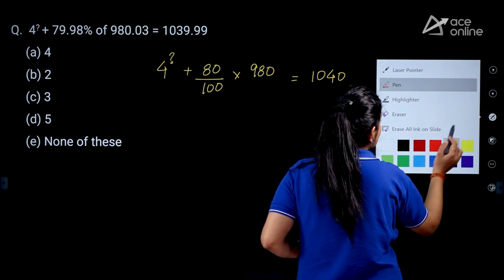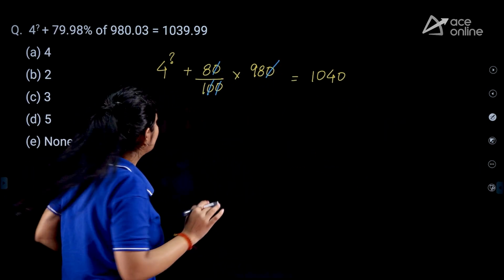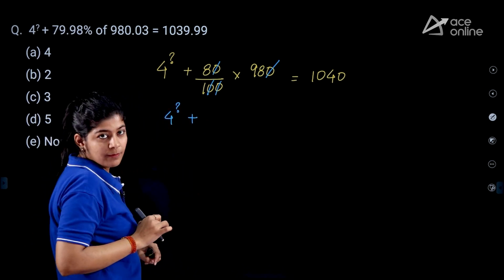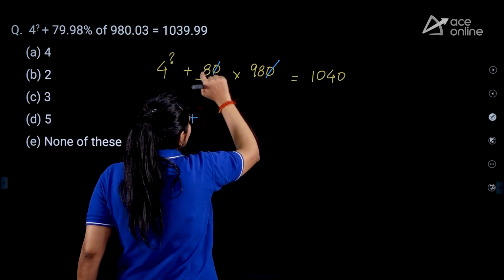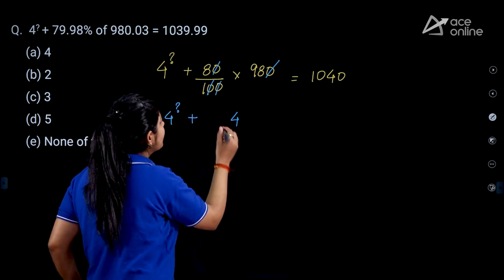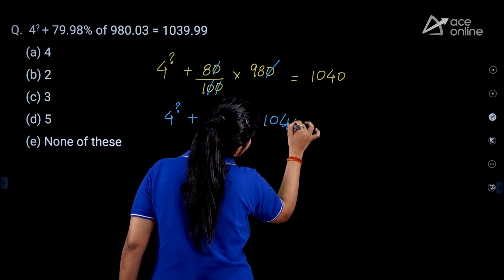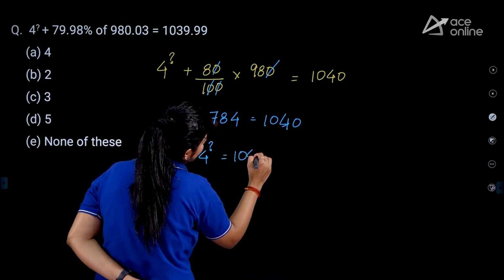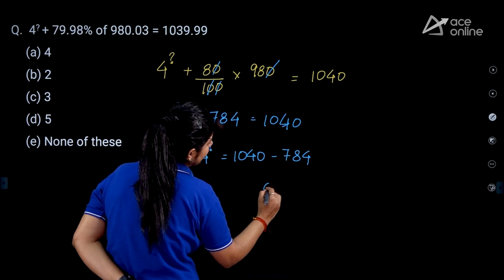Now we have to solve this one. So we can eliminate these two 0s with the help of these two 0s. So again here I am having 4 to the power question mark here. 8 into 8, that is 64, and the 6 is carried forward. 8 into 9, that is 72. 72 plus 6 becomes 78, is equal to 1040. Right? 4 to the power question mark here. 1040 minus 784.